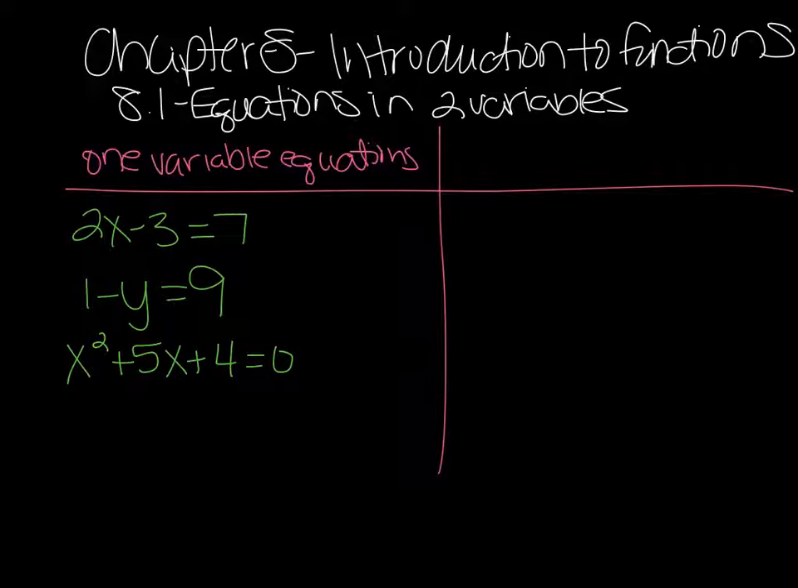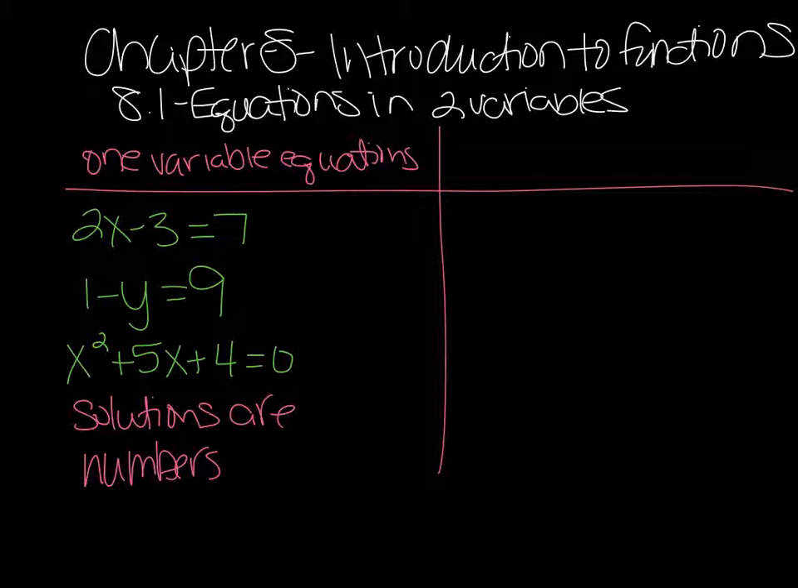For the last one, you have to do a little bit of work. We'd have to solve this one by factoring. So look, factors of 4 that add to 5. You come up with 4 and 1. You'd have x plus 4, x plus 1. Set each factor equal to 0. It's a lot more complicated. And you end up with 2 answers. You would end up with -4 and -1. But they're still numbers, right? x equals a number, okay? So when we're talking about 1 variable equations, the solutions to these equations are numbers.